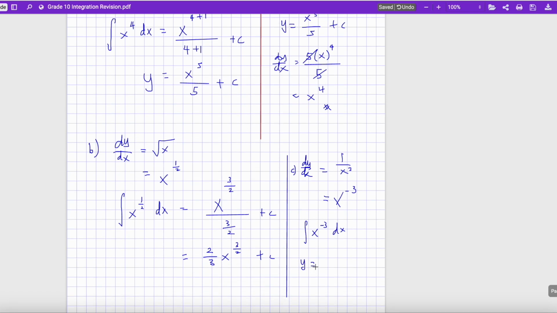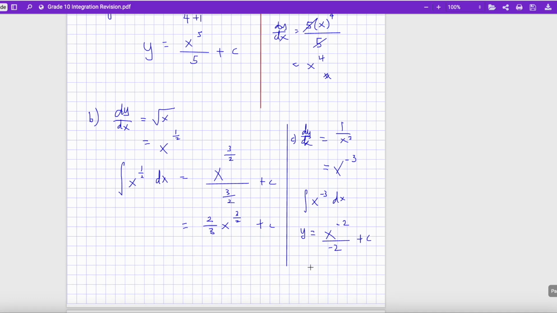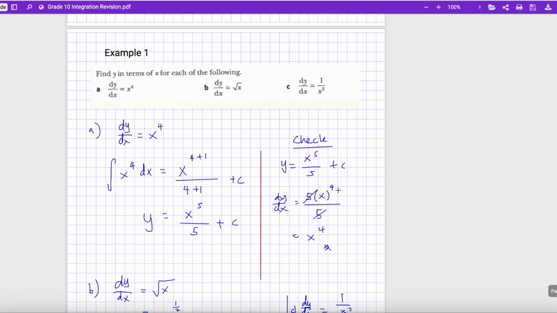So y is equal to x to the power of minus 2, because minus 3 plus 1 is minus 2, divided by minus 2 plus c. So we should have something like y equals minus 1 over 2x squared plus c. All right, so that is how we do this example.